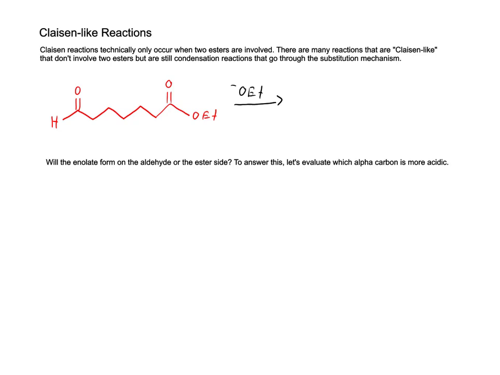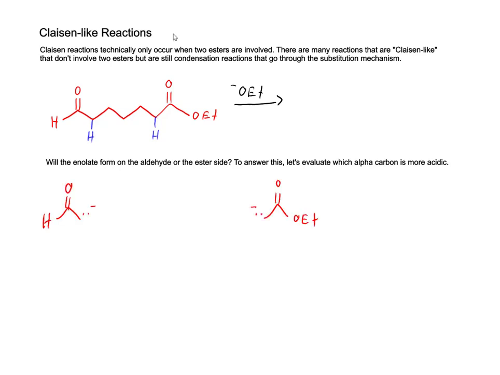Before we can answer this question, we have to figure out whether the enolate is going to form on the aldehyde side on the left or on the ester side on the right. And to answer this, we should evaluate which alpha carbon is more acidic. So in other words, we have alpha hydrogens in these 2 locations, and we have to say, okay, is the aldehyde alpha carbon more acidic, or is the ester alpha carbon more acidic?